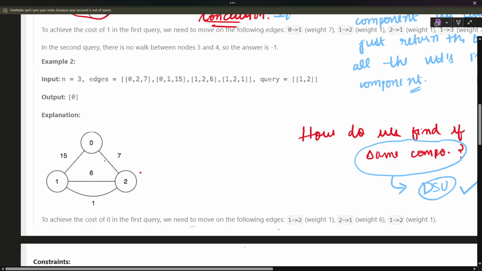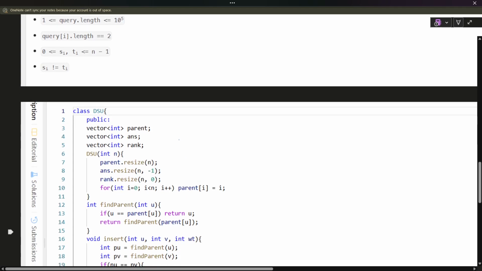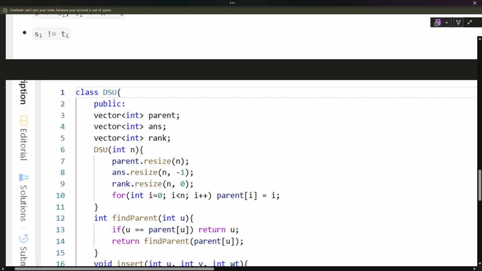And suppose if they don't belong to the same component, we can return minus one. Okay, so let me just go through the code and the things will be clear. You should be knowing DSU to solve this, right? So here's our DSU class.